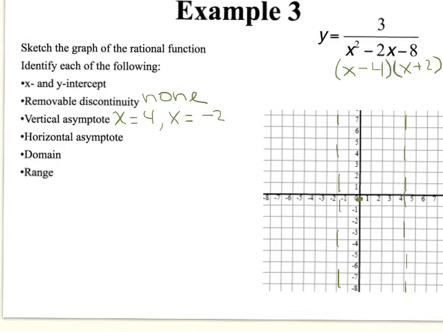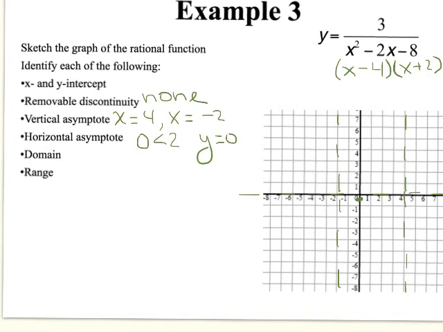The horizontal asymptote, I look at the plus k, there is no plus k, so since there is no plus k, I go back to my foldable and I look at the degree of the numerator. The degree of the numerator is 0 since there is no x value, and that is smaller than the degree of the denominator, which is 2. So therefore, my horizontal asymptote is y equals 0, which ends up being my x-axis.